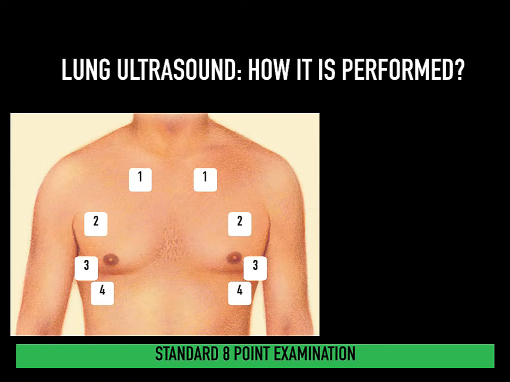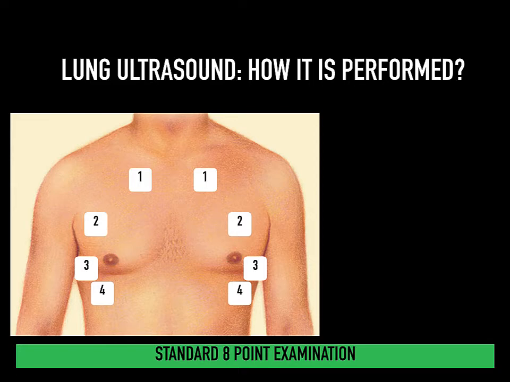How do you perform lung ultrasound? Well, traditionally, we perform lung ultrasound at 4 different points. Point 1 is the midclavicular line around the third intercostal space. Point 2 is the anterior axillary line, roughly the 4th to 6th intercostal space. Point 3 is the mid-axillary line, just in the lowest costal space. Point 4 is really the posterior thoracic space.